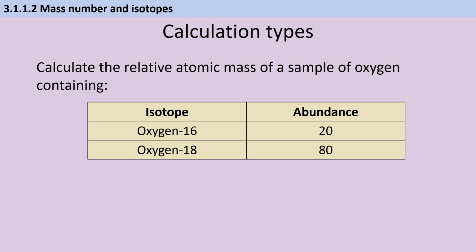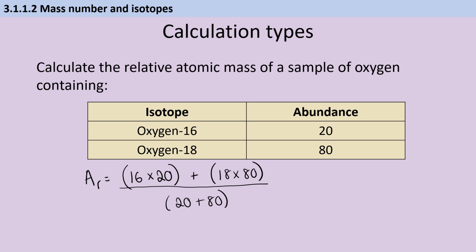So here we're given a couple of different isotopes and their relative abundances, and then we're just trying to work out an overall Ar. So for each one of those isotopes, you're going to multiply the mass by the abundance, and then you're going to divide it by the total abundance. Now here, because this is percentage abundance, it actually adds up to 100, and this makes it a really simple calculation, but as we're going to see in a second, it's not always going to be percentage abundance data.